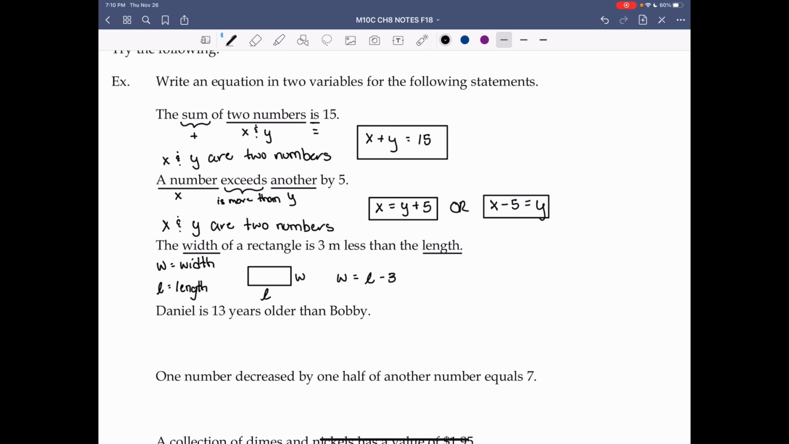Or if we wanted to write this in terms of L, we could add 3 to both sides, and then we get L equals W plus 3. If the width is 3 less than the length, then W plus 3 would equal the length.